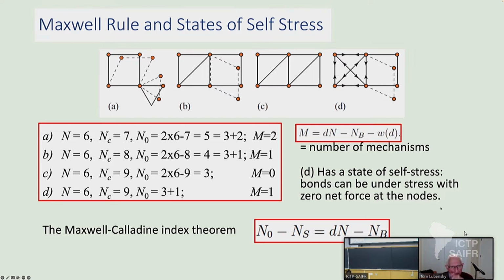So the suggestion is that we should modify the N0 equals dN minus NB, keeping track of the W of D in the way we discussed. So we now have a relation N0 minus NS is dN minus NB. And this applies to the Maxwell lattices, where we don't need any extra forces to worry about to keep the system in place.